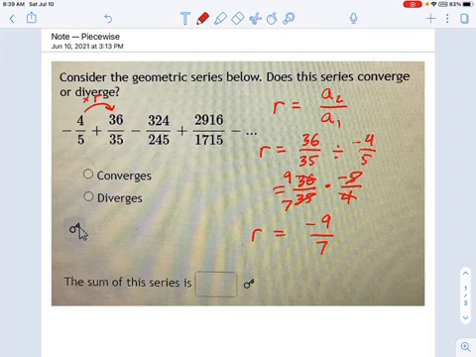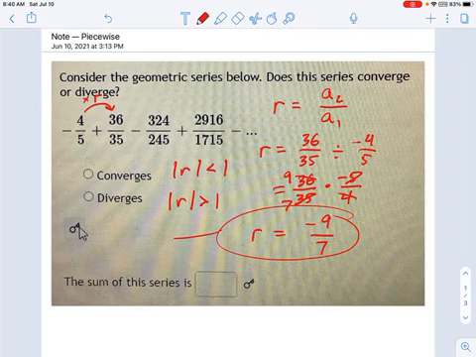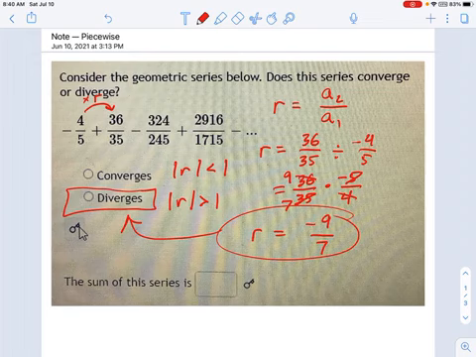That's very important. That tells us whether it's converging or diverging. Remember what the requirement is for converging. The absolute value of R has to be less than 1. And if it's diverging, the absolute value of R is greater than 1. So if you look at this over here, you can see that this is diverging because the absolute value of R is greater than 1. That means we're not going to be able to calculate the sum of this series, right? It's going to be a big old DNE because it's infinite.